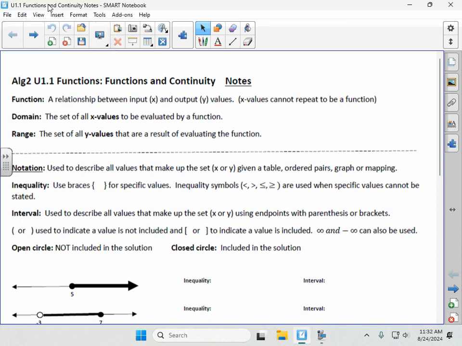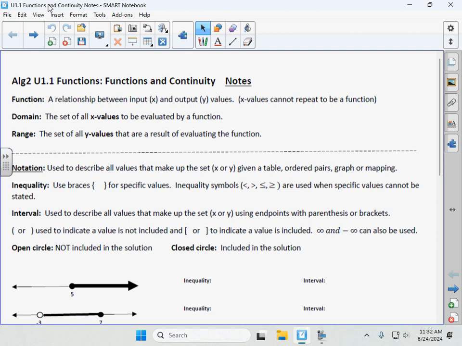All right, Algebra 2. This is Unit 1-1. We're going to be looking at functions. And a lot of this, I guess, Unit 1 is going to be review. A lot of the stuff you're going to have seen from Algebra 1, I believe. All right, so looking at a function.